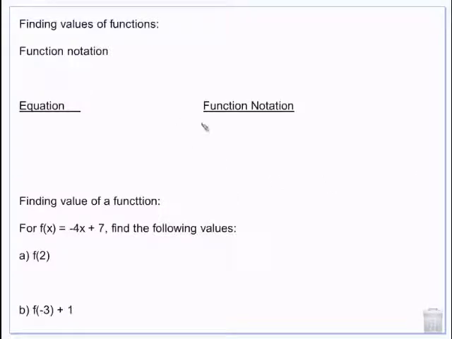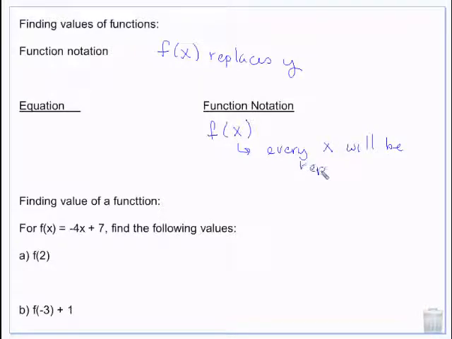Did this yesterday. I remember a function f of x just replaces y. Okay, so when you have function notation, so f of x, just going back over it again. If you have function notation, every x will be replaced by whatever's in the parentheses. So in this case, it happens to be 2. We did this one yesterday.